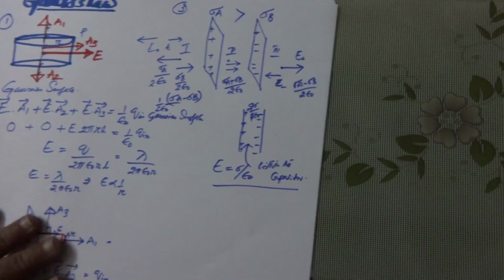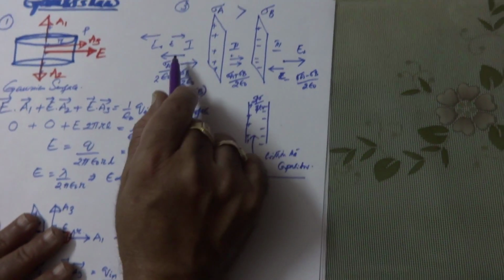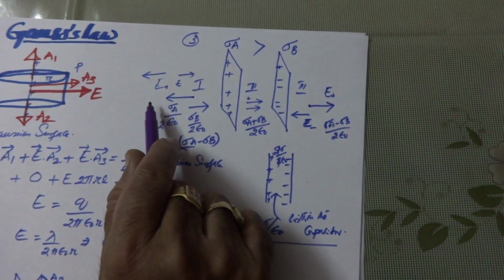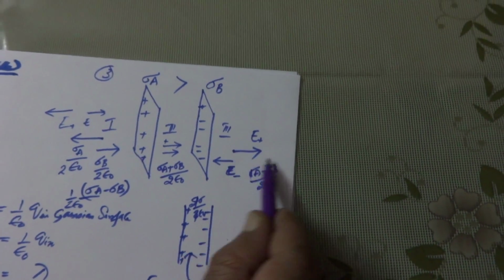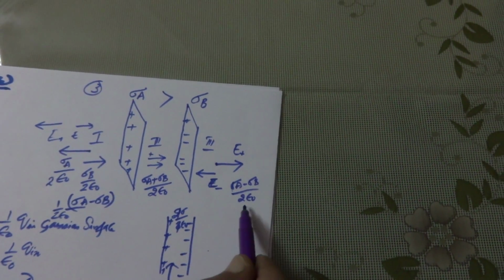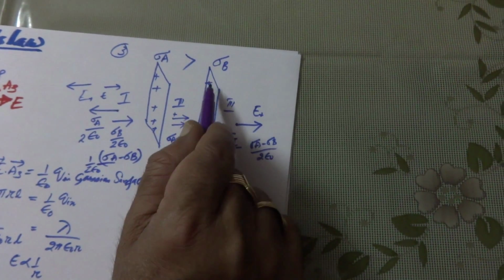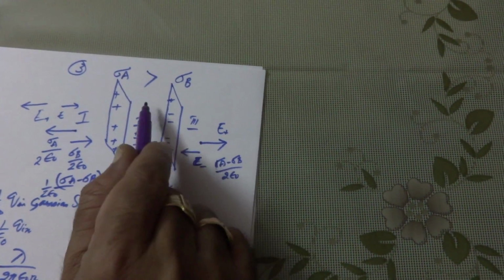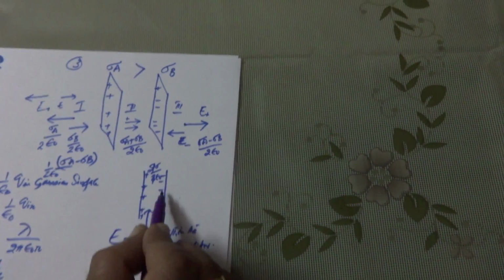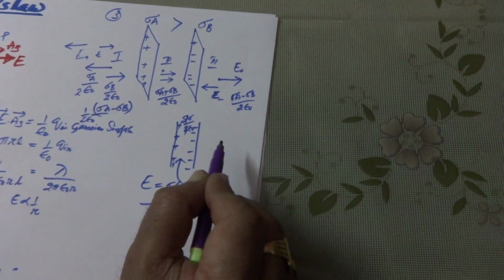Now suppose this is positive and this is positive. In that case, here both will be in the same direction, so sigma A plus sigma B by 2 epsilon naught, and here too both will be in the same direction, sigma A plus sigma B by 2 epsilon naught. But in between, if it is positive, it will be repelled, and by the other, which is also positive, it will be repelled in the opposite direction. Therefore sigma A minus sigma B by 2 epsilon naught. And if sigma A is equal to sigma B, inside the two plates, if they are of the same nature, it becomes 0, and the electric field exists only outside.